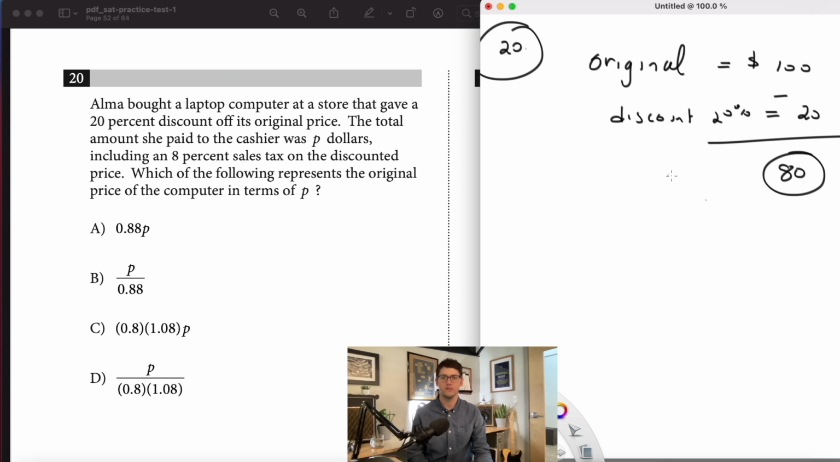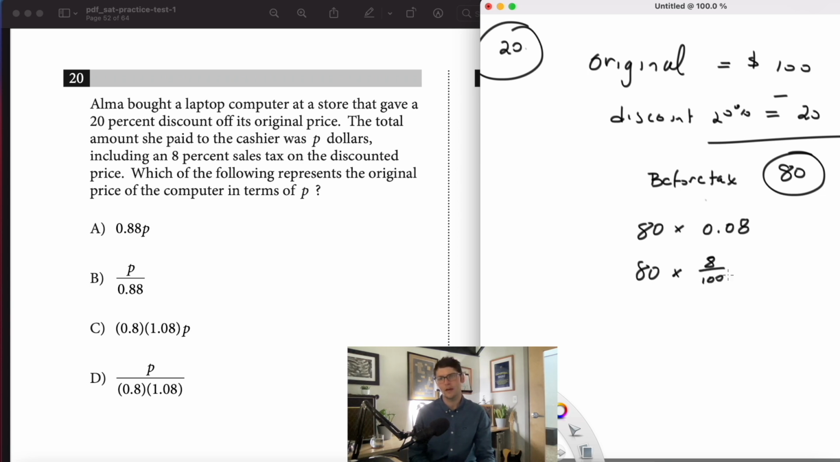20% is 20 bucks, and we'll subtract the 100 minus 20 to get $80. Now it's $80. This is before tax, and it tells us in this question that she paid an 8% sales tax, right? So what does that mean? Well, we need to find 8% of 80. To do that, you would say 80 times 0.08. Another way of thinking about that, by the way, is that 80 times 8 over 100. Sometimes it's easier to know that at first, even though this is maybe easier to put in your calculator.